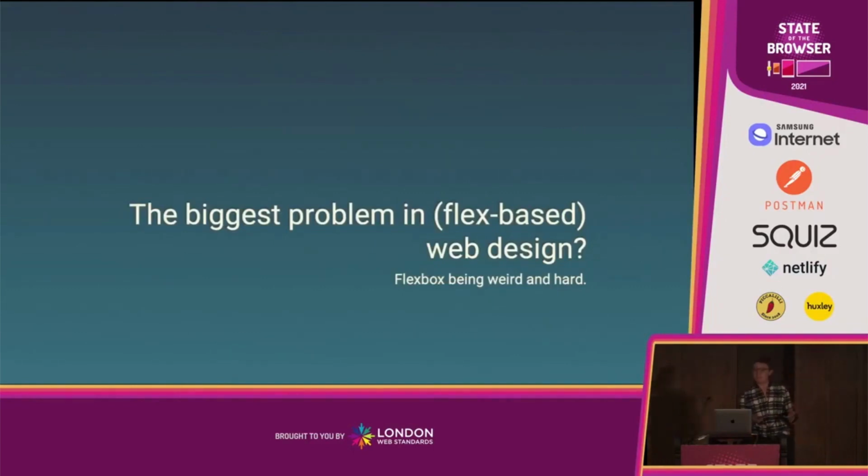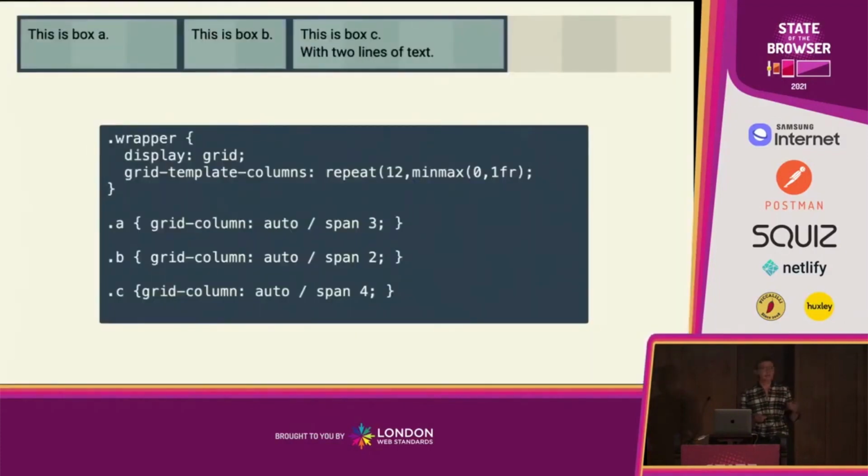Lining things up in 2 dimensions, that was hard, creating gaps between flex items, it was just a bit weird. So then we got grid layout. And so when grid came along, it solved those problems. We could line things up in 2 dimensions. We could make our 12-column or whatever grid much better. And that was pretty cool.